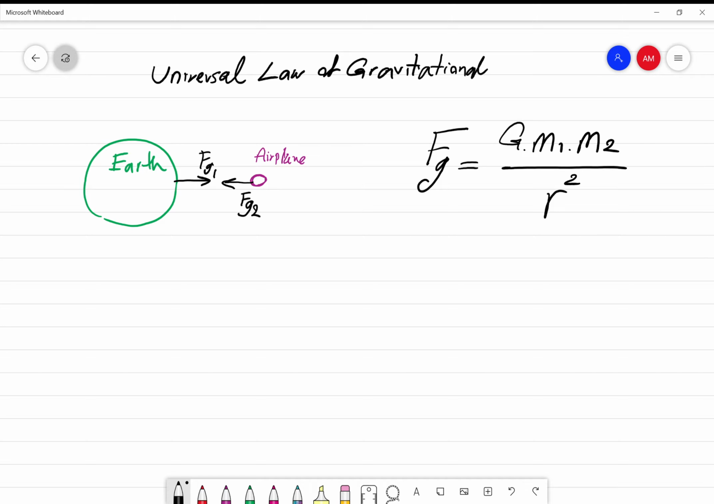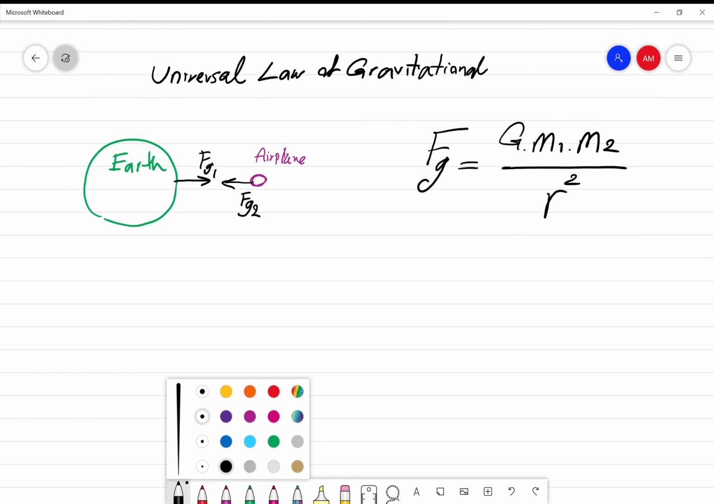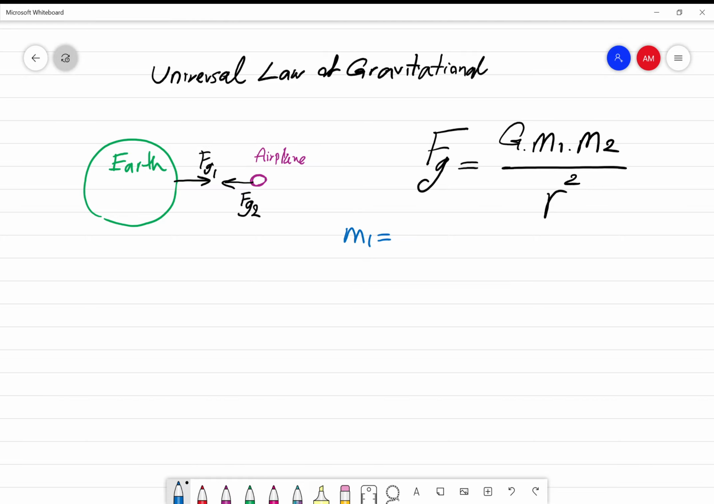Okay, now how much is that force? That force is equal to, so first we have to write down our information. So we need a mass of number 1, which is the mass of Earth. We are going to assume that is equal to 10 times 10 to the power of 24. Correct? We said roughly it's equal to 6 times 10 to the power of 24. So that's the mass of Earth, M1. So I'm just going to write here that M1 is Earth.